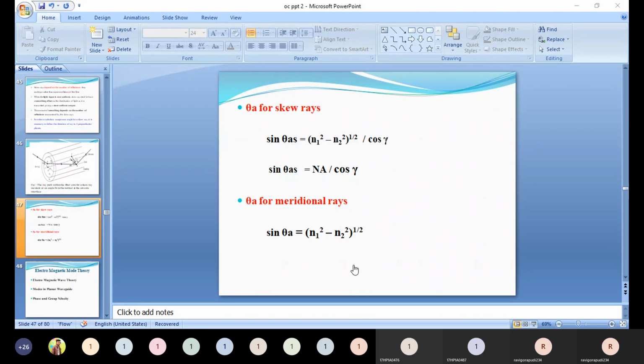Any doubt, anyone? Today we discussed a very small concept. In the next class we'll go for mode theory, and after that types of fibers based on modes and based on index or profile. I think time is over. All of you go through the syllabus and PPT, whatever I sent to you, and solve this problem and come to the next class. If you have any doubts, ask me in the next class.